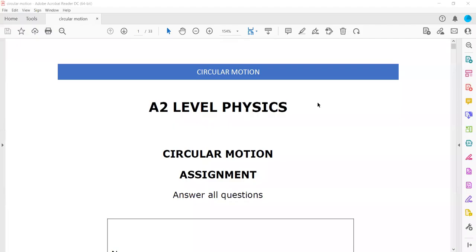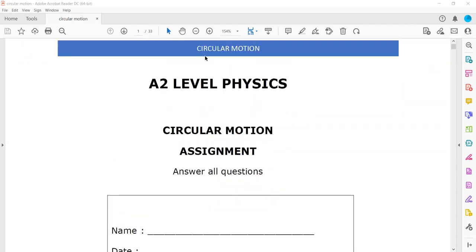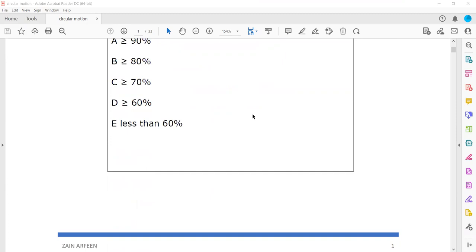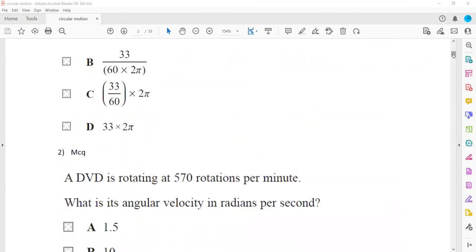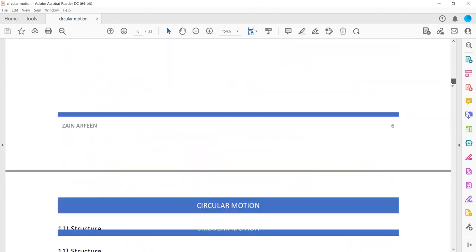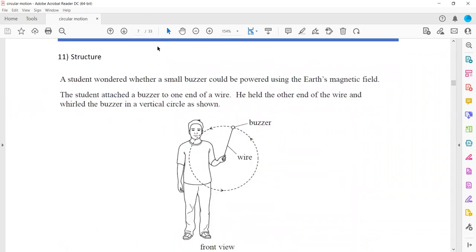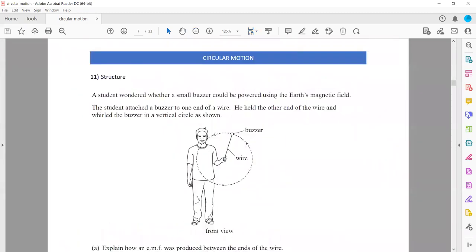This assignment is related to the topic circular motion. The first part of the assignment is the MCQs that you will solve, and I will discuss some structure questions. So starting with question 11. From this topic, mostly structure questions are there. Even in the past papers, you will find mostly structure questions rather than MCQs.